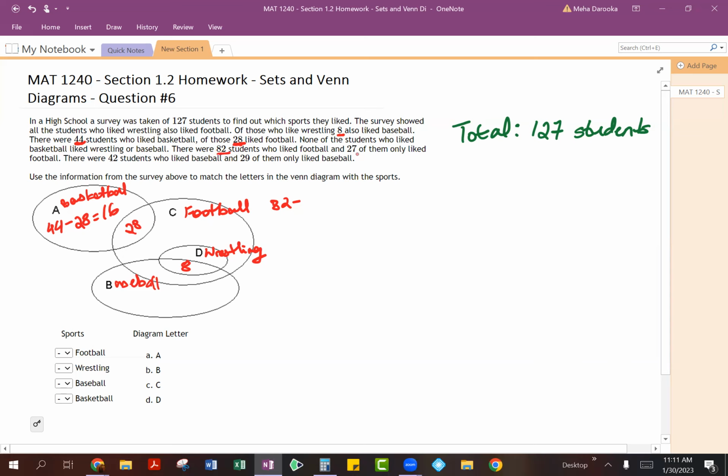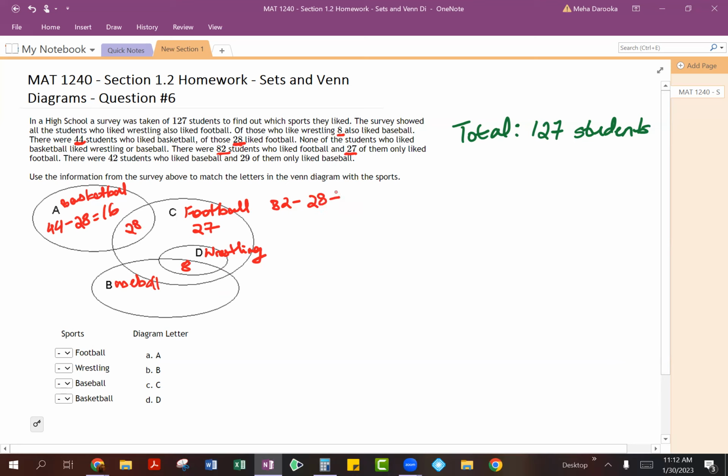Now they're telling us 27 of them only liked football. So that means it's not going to be in any of the overlapping areas. That 27 is going to fall right here. So 27 of them only liked football. What we now have to do is figure out how much we are left with. So from that total of 82, you will subtract that 28, which is overlapping between basketball and football.